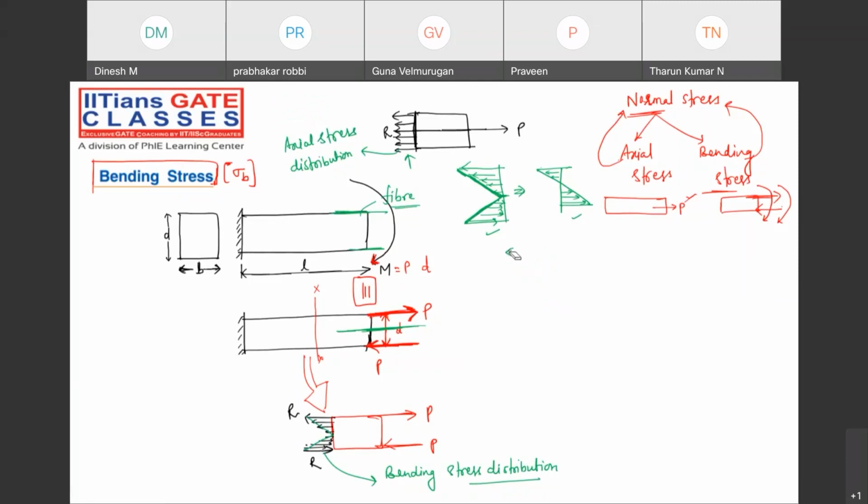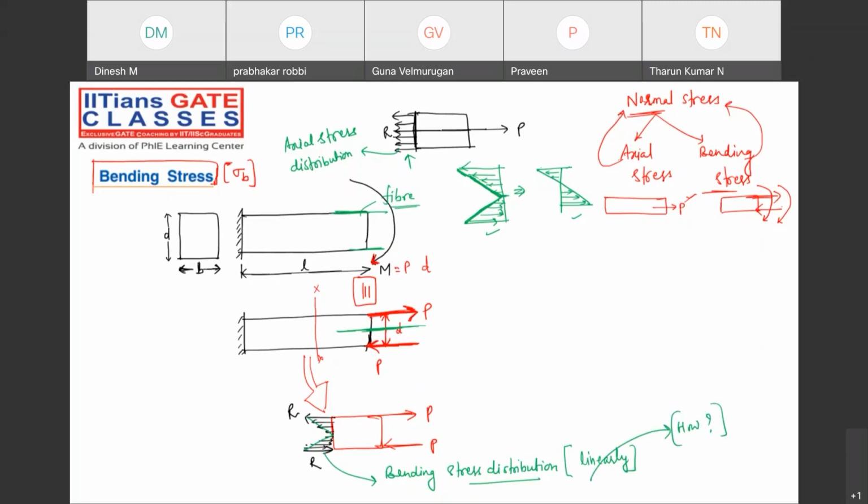Perfect. Now, the reason hidden behind that distribution is that it is varying linearly, my dear friend, right? It is varying linearly with respect to the distance from the fiber, each fiber. That variation is linear. How? That is going to be proved. Do not worry. That we are going to see in the bending stress equation.